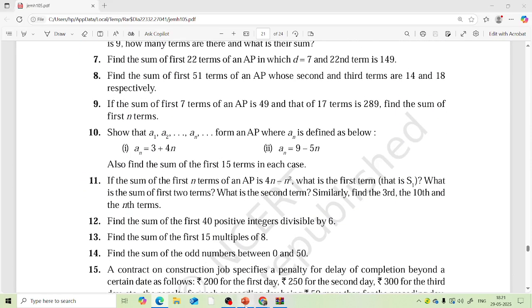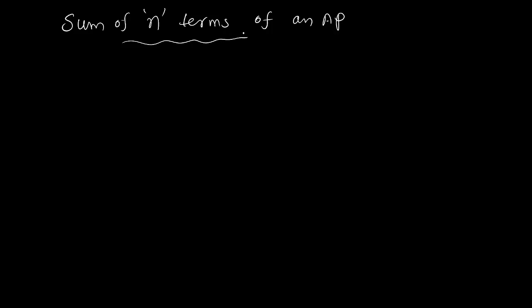So the next topic is, so we have studied the formula nth term of an AP. The next heading is, I'm writing the heading, sum of n terms of an AP. This is the next one. There is a formula. Let us learn the formula without any proof. The proof will not be asked in exam. So we need not learn it. Sum of n terms of an AP.